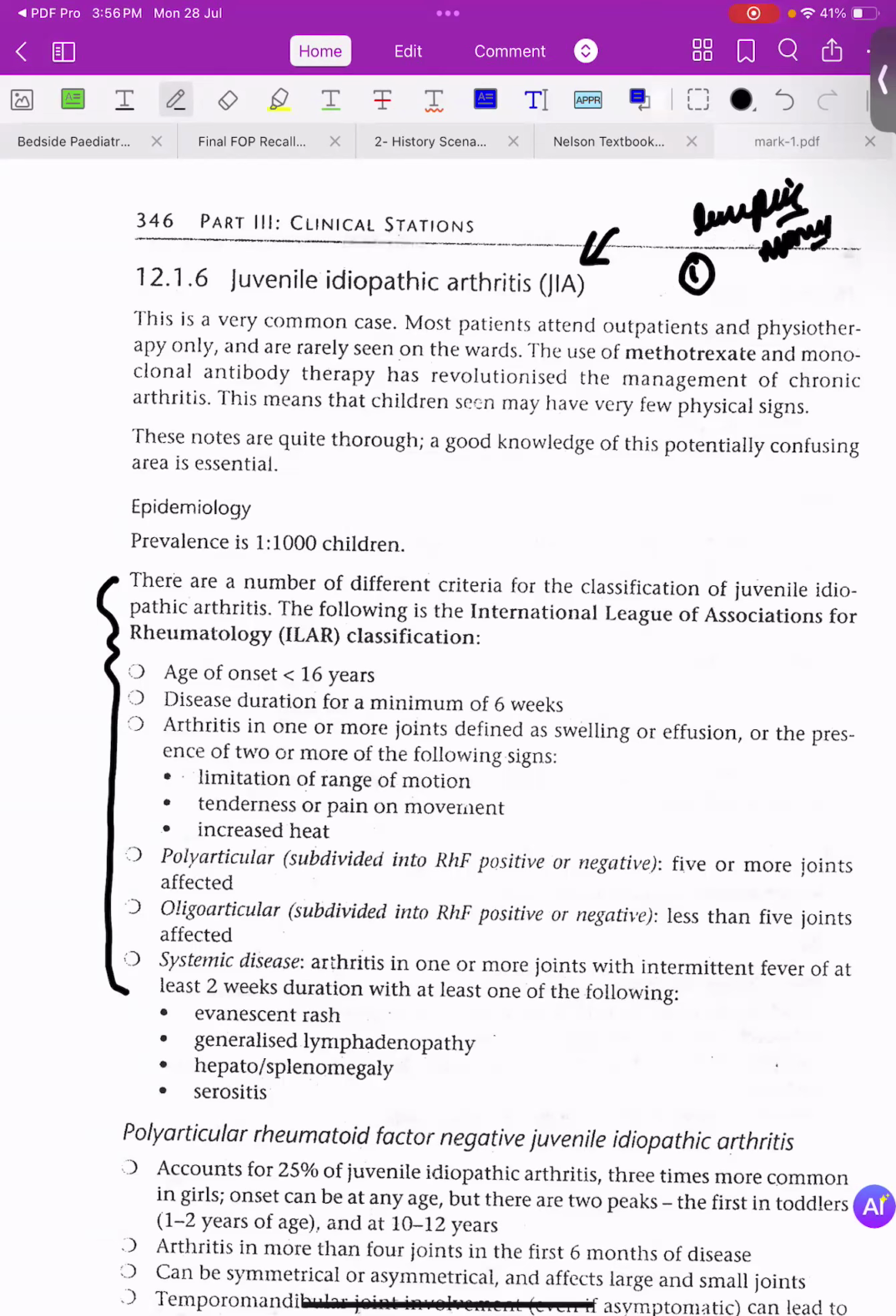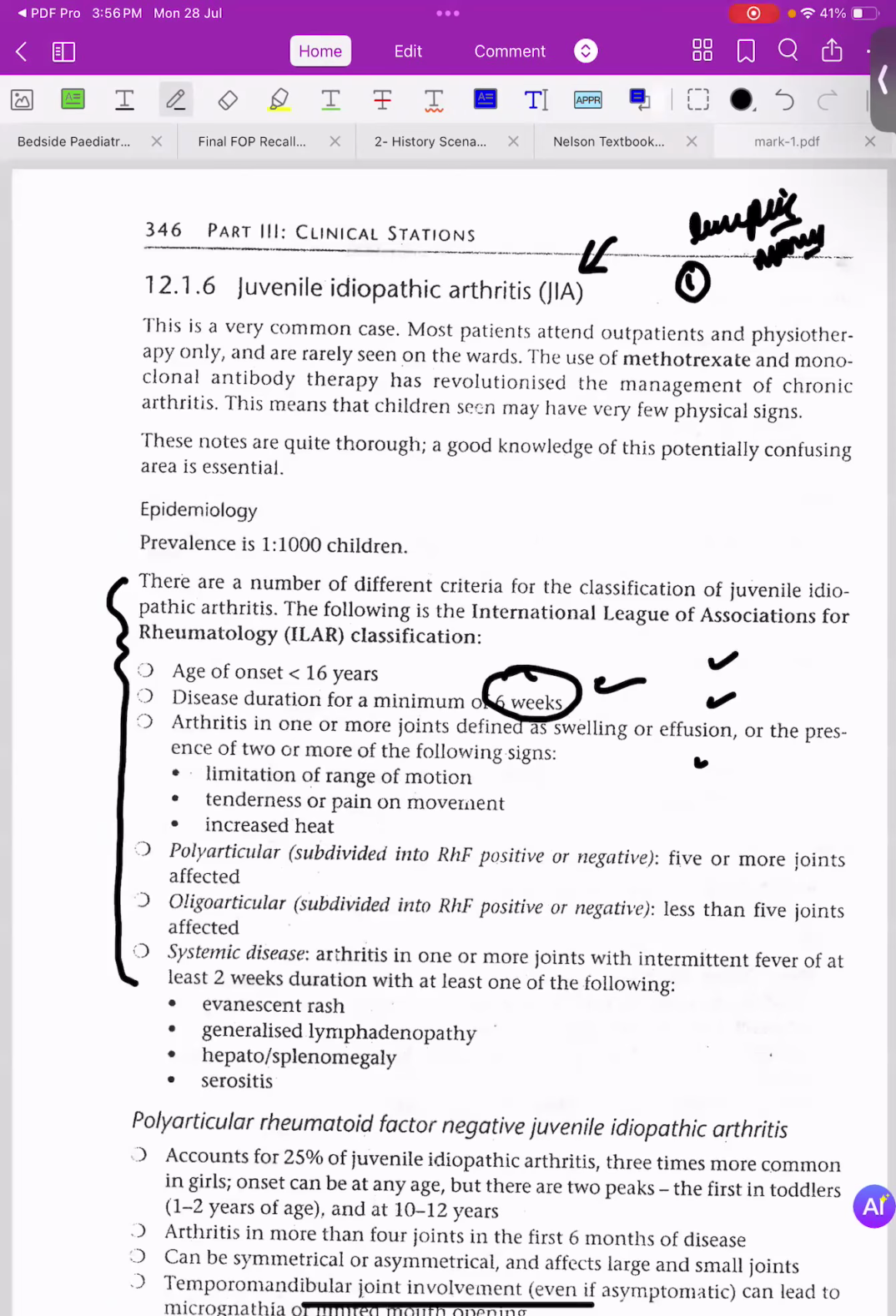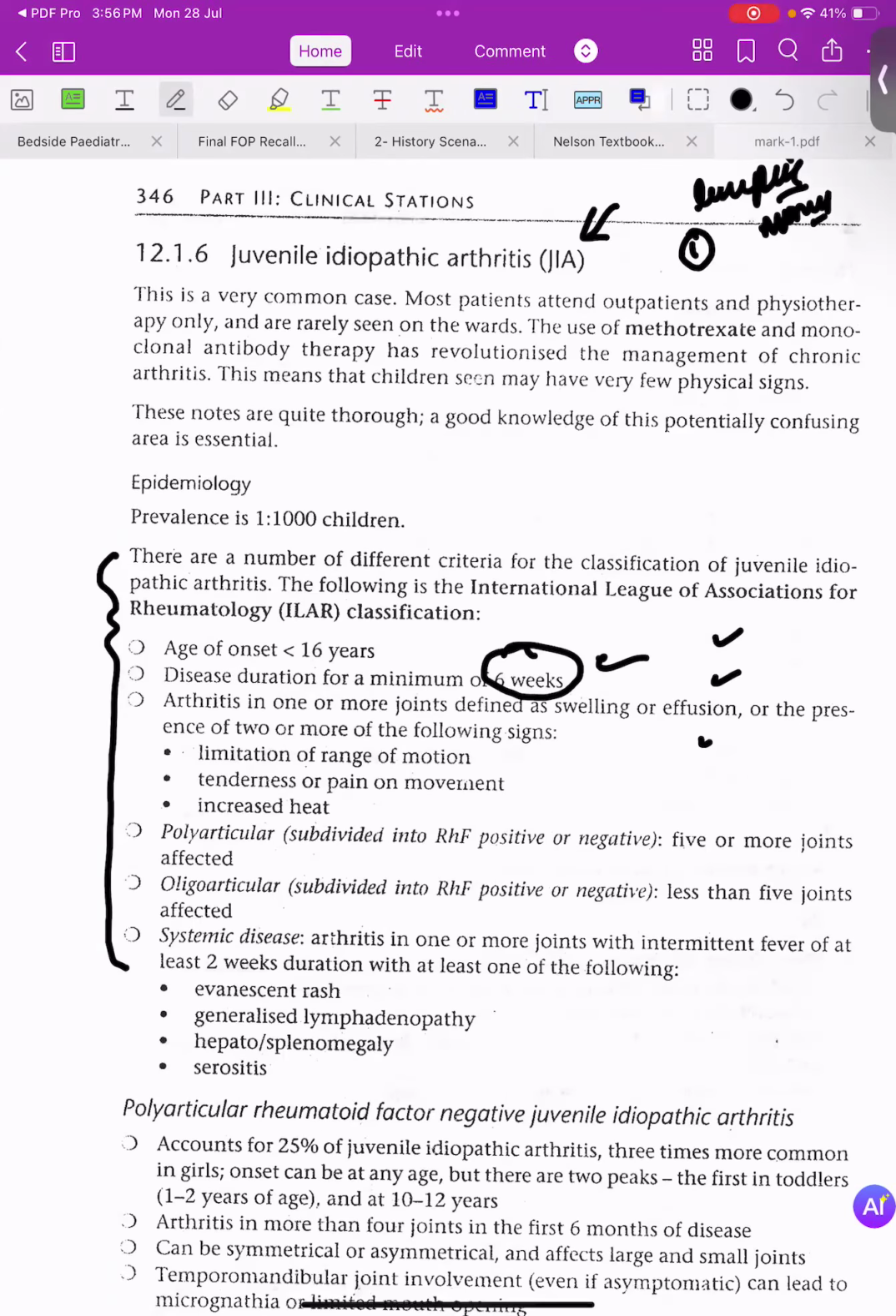Yes, ma'am. Age of onset less than 16 years. Disease duration for a minimum of 6 weeks. And arthritis in one or more joints defined as swelling or effusion, or the presence of two or more of the following signs: limitation of range of motion, tenderness or pain on movement, increased heat. Okay. All right. So this is the criteria.